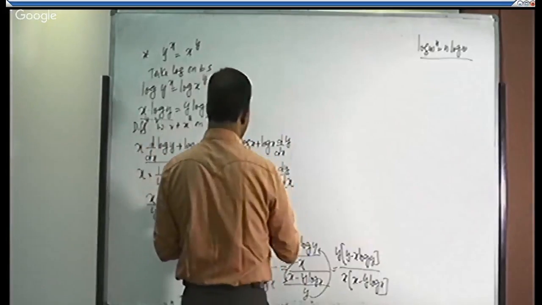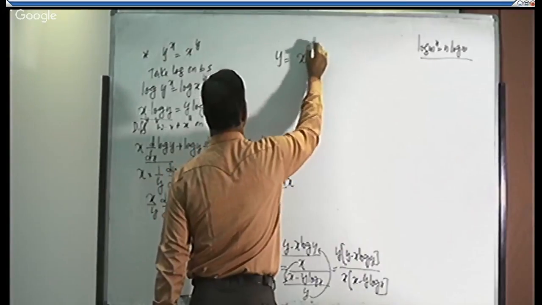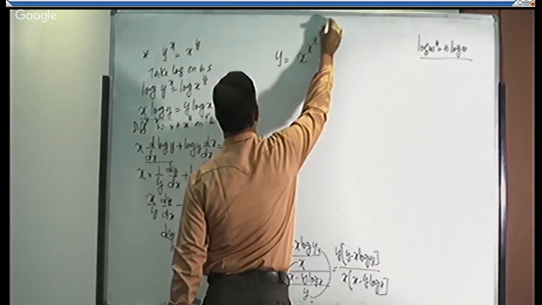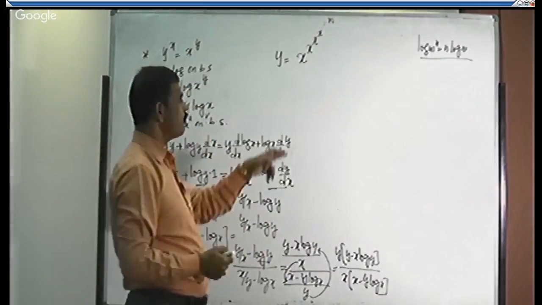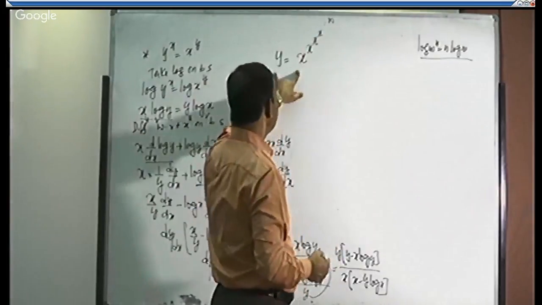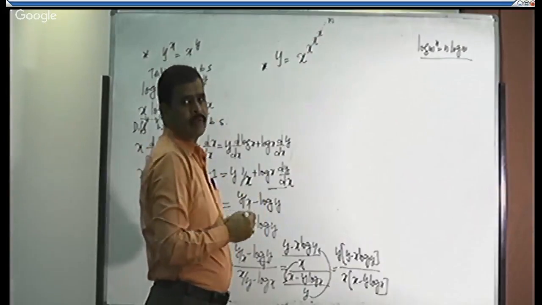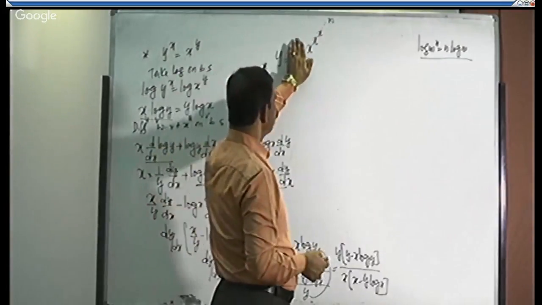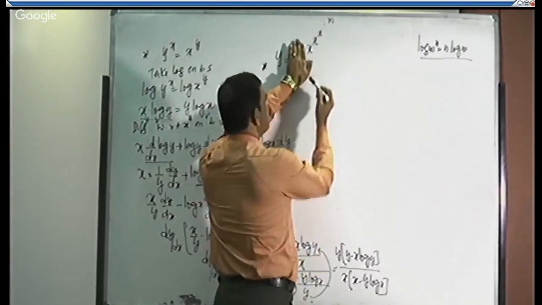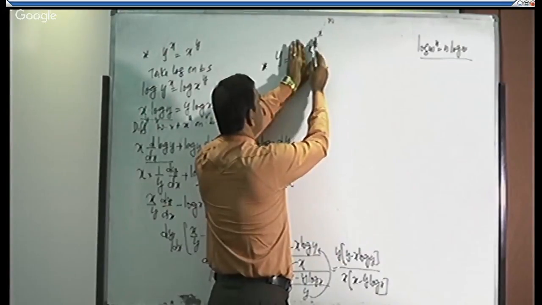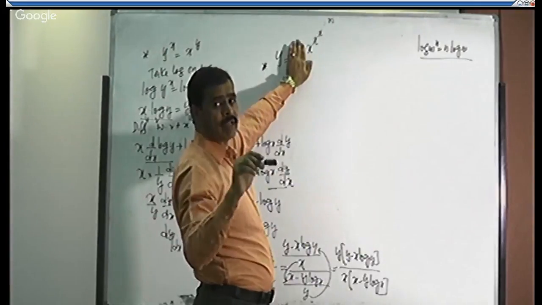Sometimes they will give you like this: y is equal to x to the power of x to the power of x to the power of x up to infinity. We have to find dy by dx. For such problems, you leave the first x on the right side and read out the remaining thing. What is the remaining thing? x to the power of x to the power of x up to infinity. So this can be taken as y.